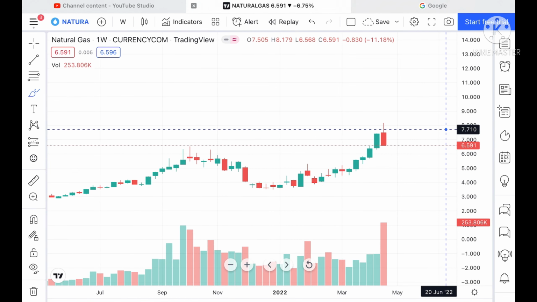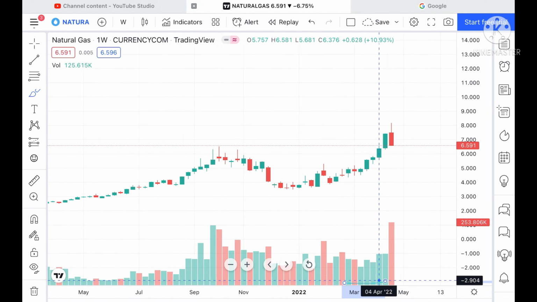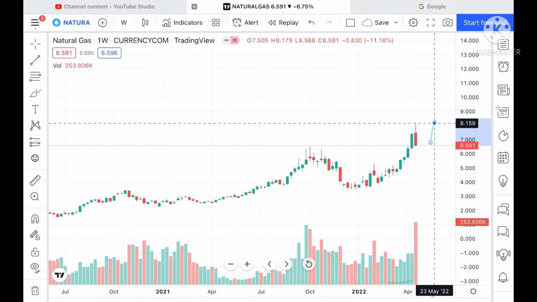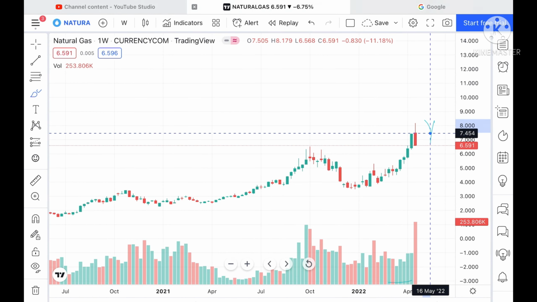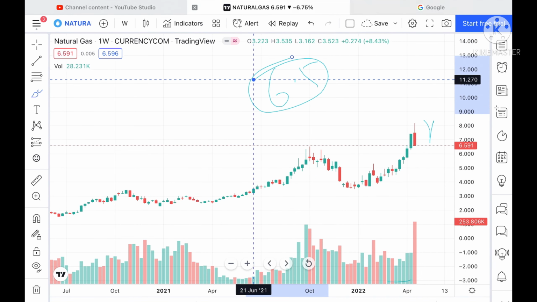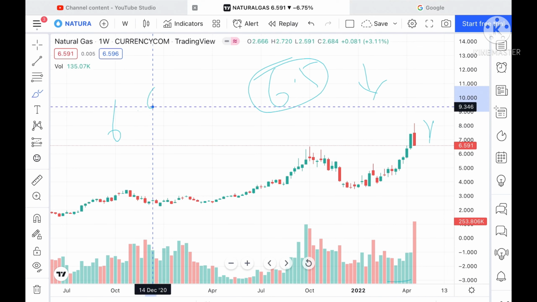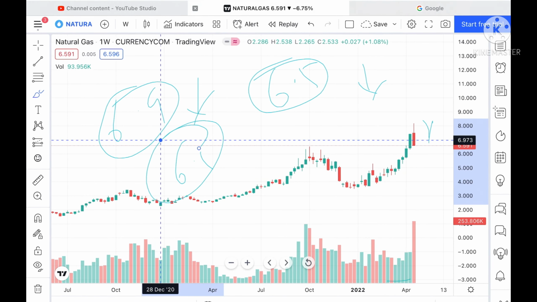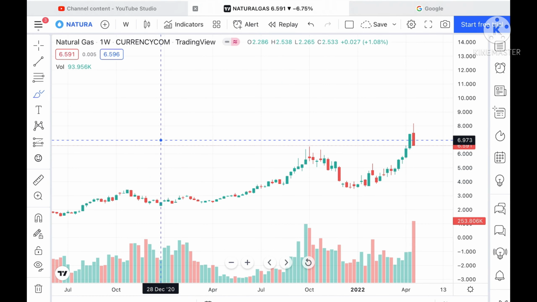Now look at the chart. If you have seen my video, I already told you that once this particular high is touched, if it goes below a level of 7.4, we can see it touch a level of 6.5. You can check my previous video. I already told you 6.9 is a strong support, and if it goes below that level we can see a level of 6.5. You can see now it is currently trading at 6.5.